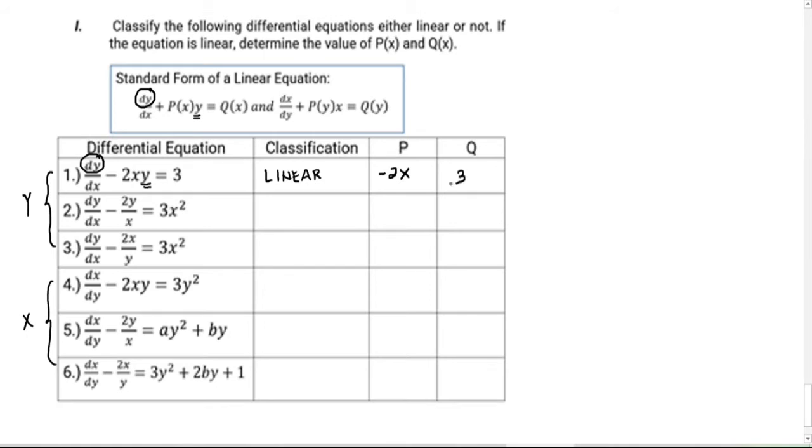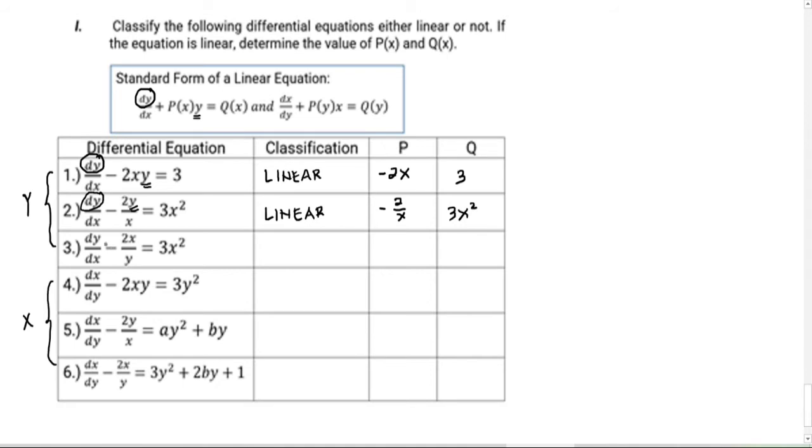And our q is the term at the right side. That is 3. For number 2, we have here dy and we have also here y raised to the first power and the rest are functions of x. Therefore, this is linear. And our value for p, that is the numerical coefficient of y, is negative 2 over x. And our value for q is 3x squared. This is the term found at the right side.